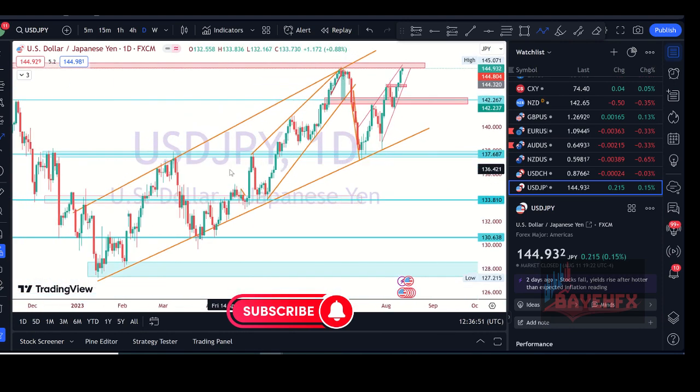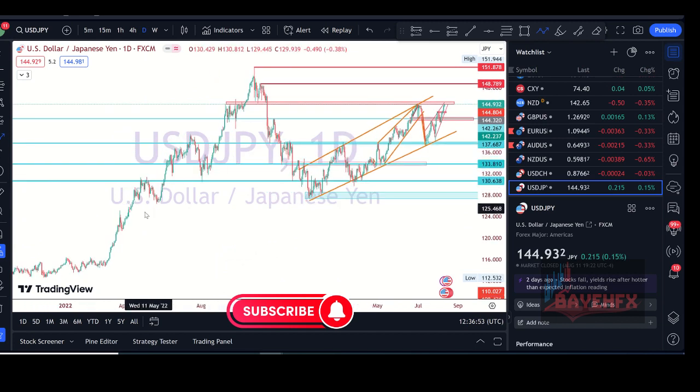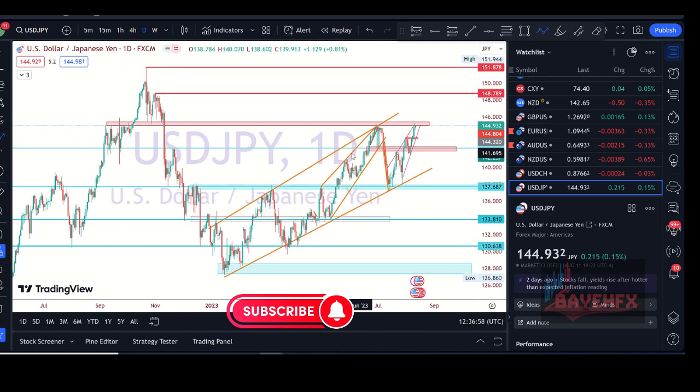So this is what we are seeing. The overall trend was a bullish one, then a bearish correction, and now we are going for a bullish impulse movement to the upside. So we're forecasting that we're going to see more push on USDJPY.